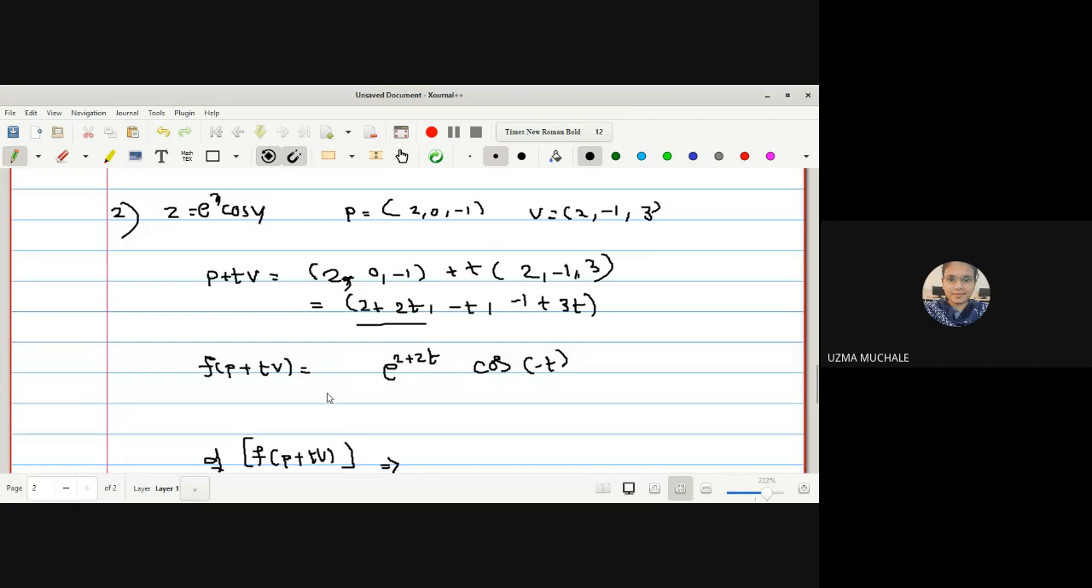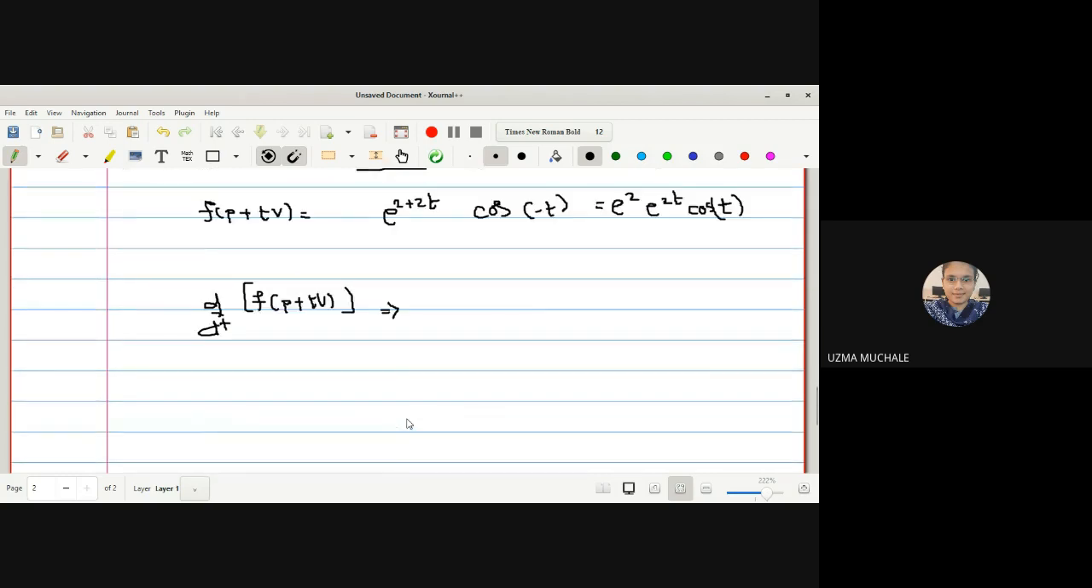Yes, what is cos of minus t? Minus cos of t. Cos of t, cos is positive, no? Yes, ma'am. That's why cos of minus t is cos t. Correct? Next, you have to evaluate the derivative.